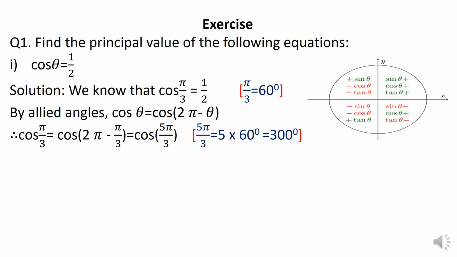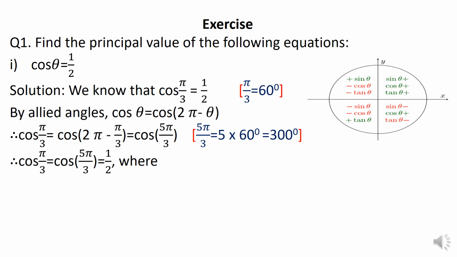Keep that in mind. And then going further, thus we can say cos pi by 3 is the same as cos 5 pi by 3, and both of them are equal to half, because we know that cos pi by 3 is half. Therefore, cos 5 pi by 3 is also half.